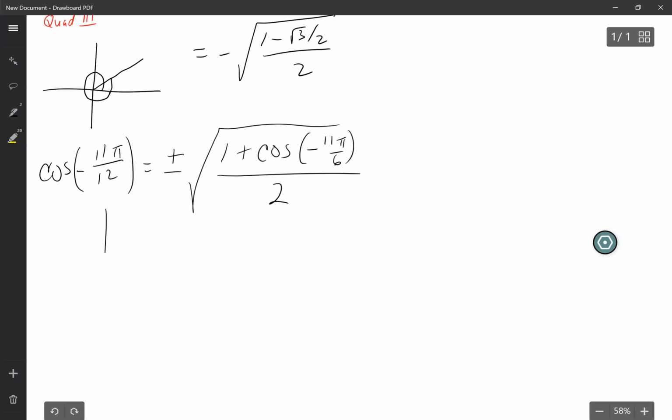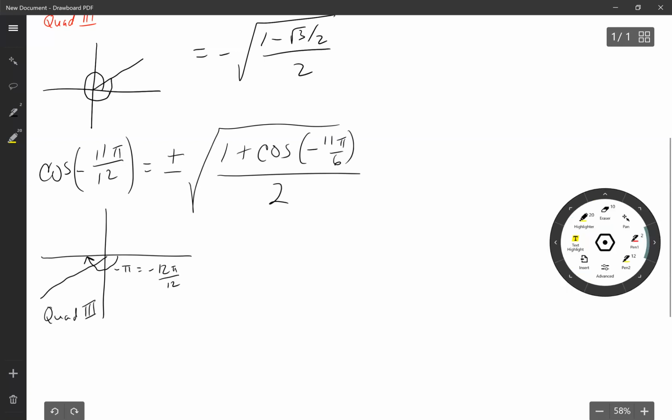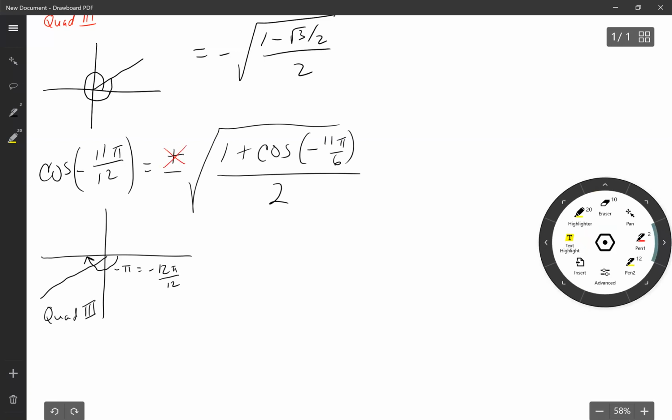Let's look at negative 11 pi over 12. Usually I do that in a different color, but we're going to leave it in black now. If I go this way, all the way to here, that would be negative pi, which is the same thing as negative 12 pi over 12. So if I went negative 11 pi over 12, that's just short, right? So this is still over here in quadrant 3. Since we're in quadrant 3, we will use the negative for the cosine rather than the positive. So we'll get rid of that.